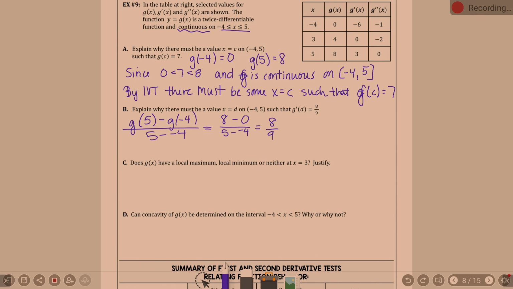Okay, so I can say, since g is continuous, and to go back to Megan's question, we use the closed interval [-4, 5] for continuous, and it has to be differentiable. So differentiable on the open interval (-4, 5). Then, by MVT, there is a value d such that g prime of d equals 8/9. I'm just going to write it that way.